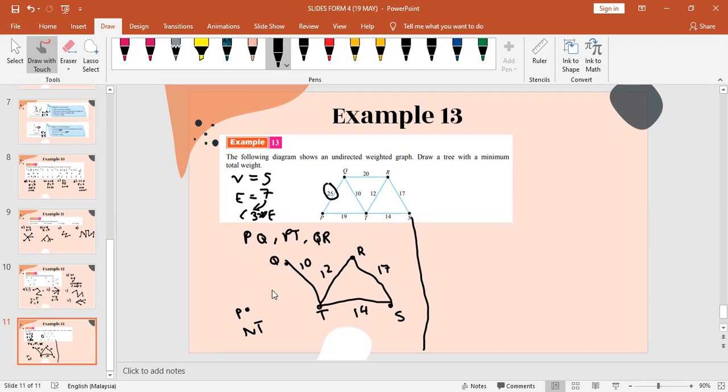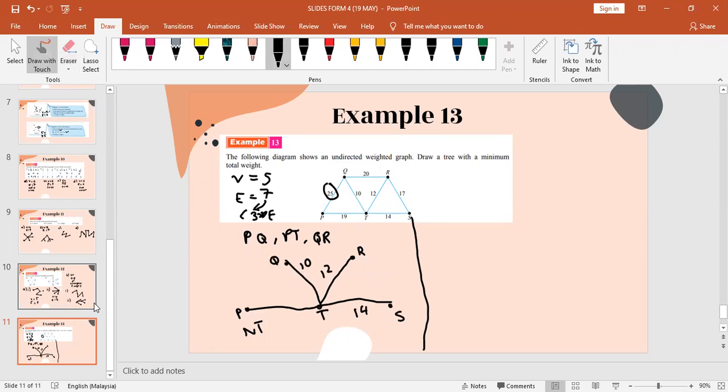Maksudnya kita kena connect lah P ni. Either P ni connect dekat sini ataupun P connect dekat T. Okay, so kita tengok kalau PT dengan PQ mana lagi banyak dia punya weight. PQ. PQ. So kita connect P dengan T. Okay. And then this part pun tak boleh connect, sebab kalau dia connect, dia bukan tree. Okay. So kita padam this part. Okay. So this is the answer.